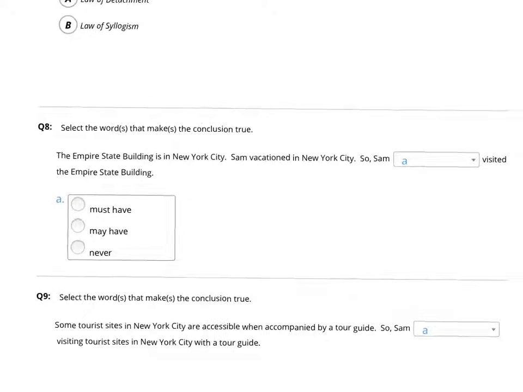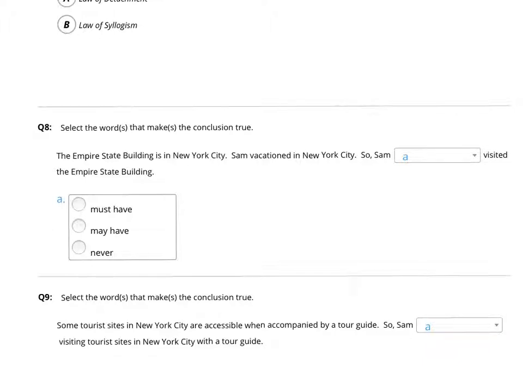Okay. Question number 8. Select the words that make the conclusion true. All right, so which of these 3 will make this sentence true? The Empire State Building is in New York City. Sam vacationed in New York City. So Sam, what? Visited the Empire State Building. Is it that Sam must have visited the Empire State Building? Is it Sam may have visited? Or Sam never visited the Empire State Building?